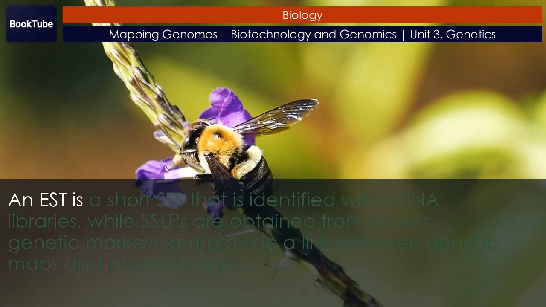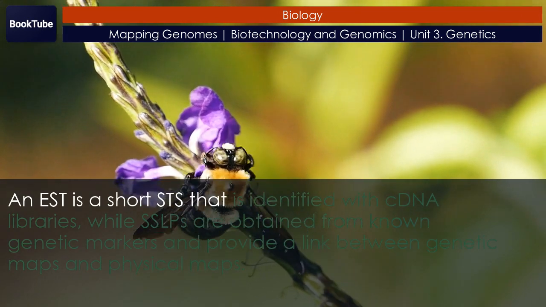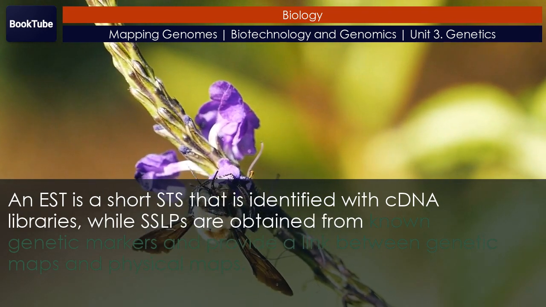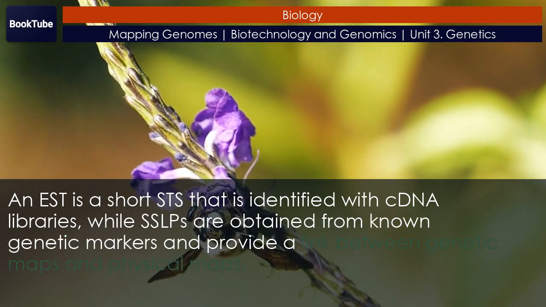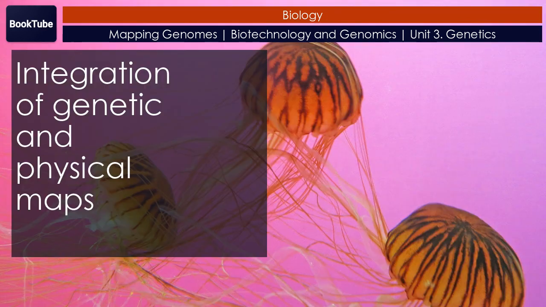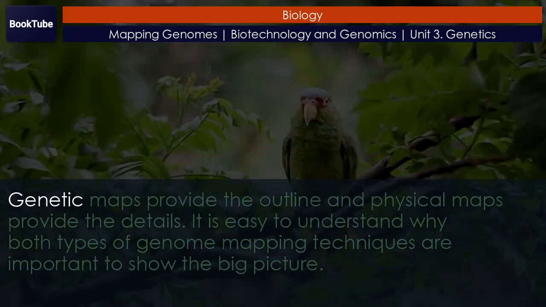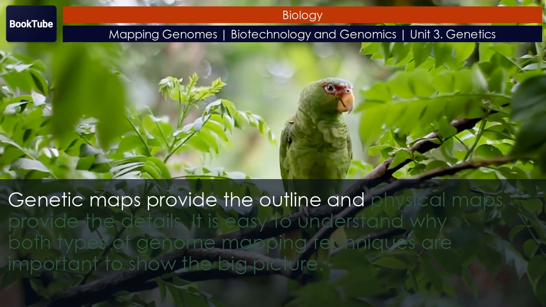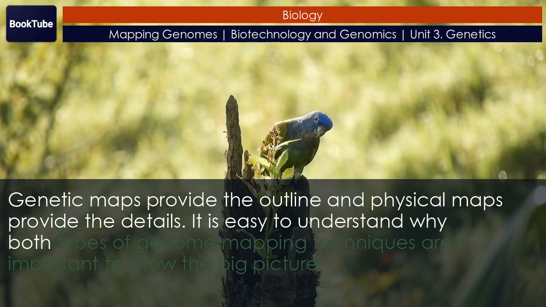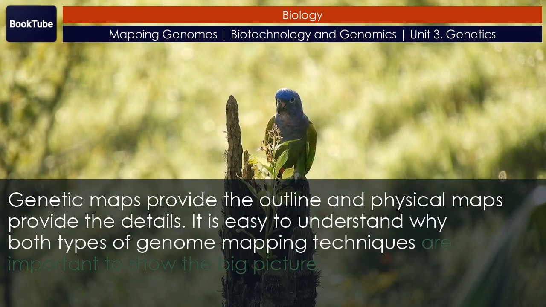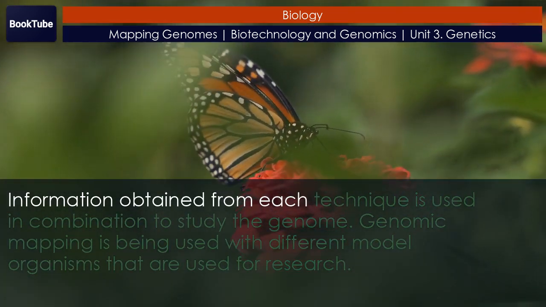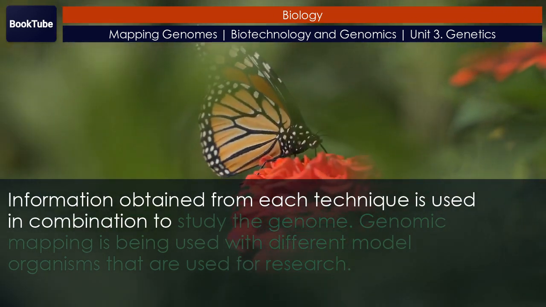An EST is a short STS that is identified with cDNA libraries, while SSLPs are obtained from known genetic markers and provide a link between genetic maps and physical maps. Integration of genetic and physical maps. Genetic maps provide the outline and physical maps provide the details. It is easy to understand why both types of genome mapping techniques are important to show the big picture. Information obtained from each technique is used in combination to study the genome.